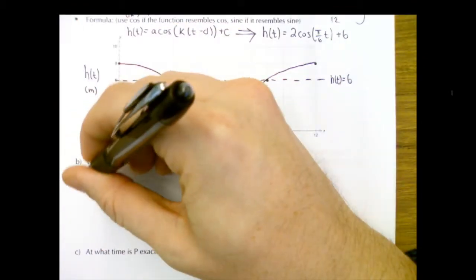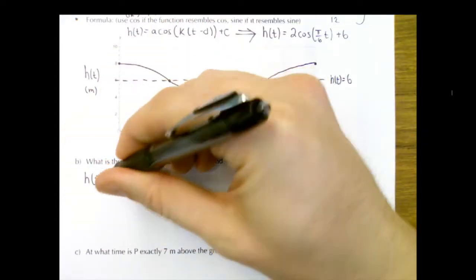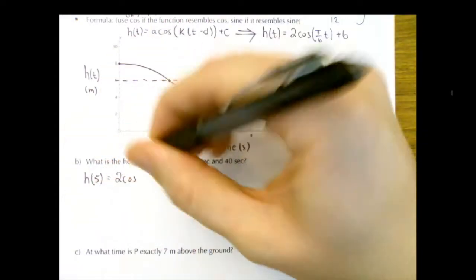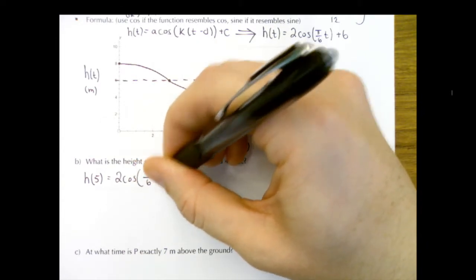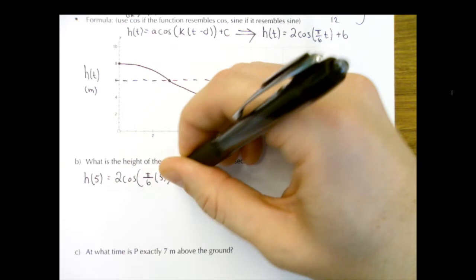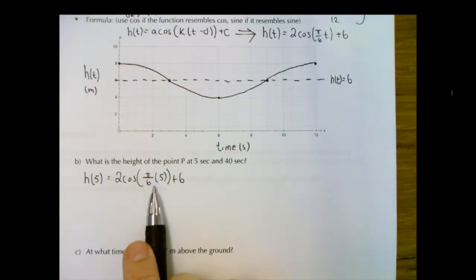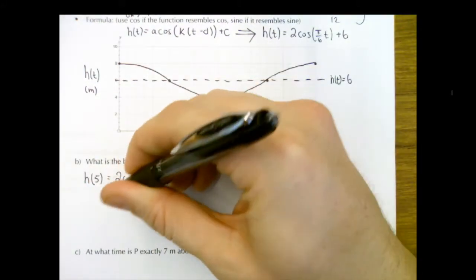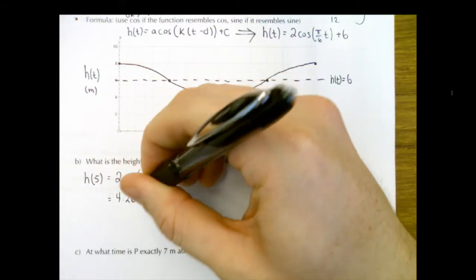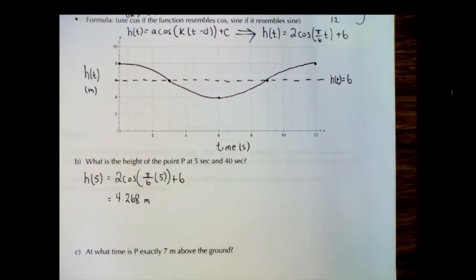We have an equation that tells us heights at certain times. We want the height at 5, so that would be 2 times cos pi over 6 times 5 plus 6. And if we type that directly into our calculator, making sure that our calculator is in radian mode, we get approximately 4.268, and that's in meters. And we can do the same thing for 40 seconds.